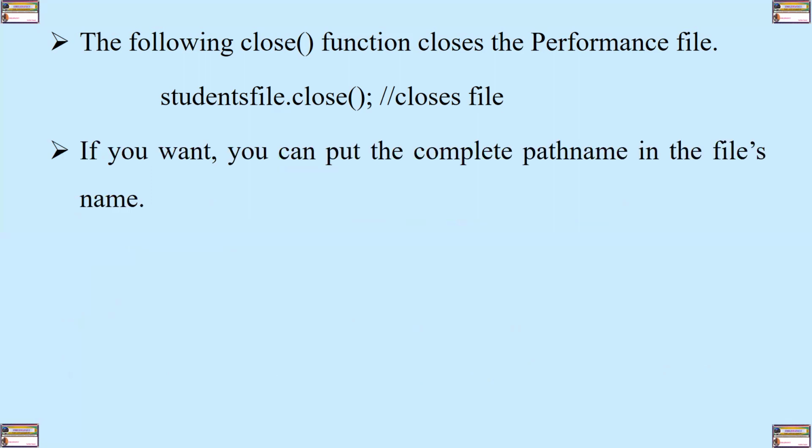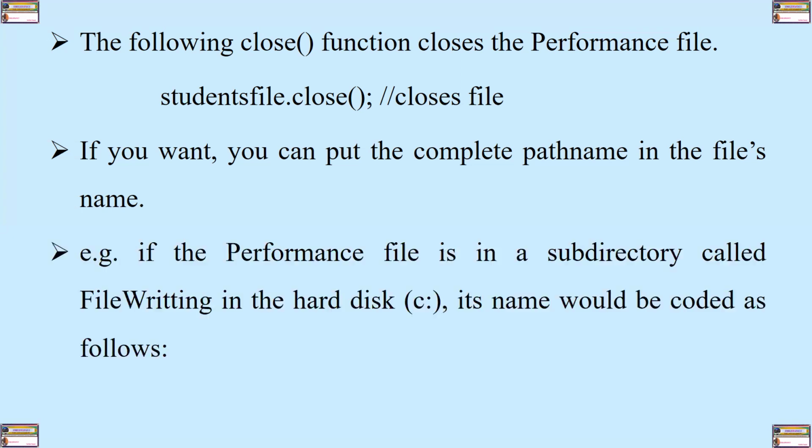If you want, you can put the complete path name in the file's name. In other words, if the file that you are opening or the file that you are going to manipulate in your program does not exist within the same folder as your program, it's always good that you include the full path name for that file in your program. However, it's always advisable that every file that we're going to be manipulating using a program is stored together with the source code, in the folder in which your source code is placed.